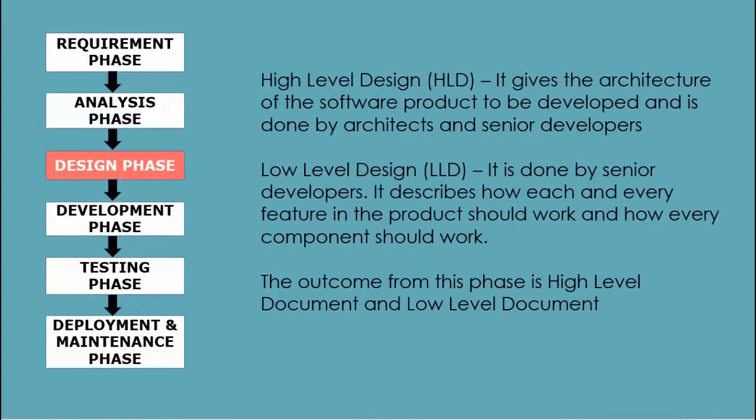Design phase. This phase has two steps. HLD, High Level Design. It gives the architecture of the software product to be developed and is done by architects or senior developers. LLD, Low Level Design. It is done by senior developers. It describes how each and every feature in the product should work and how every component should work. Here only the design will be there and not the code. The outcome from this phase is high level document and low level document, which works as an input to the next phase.